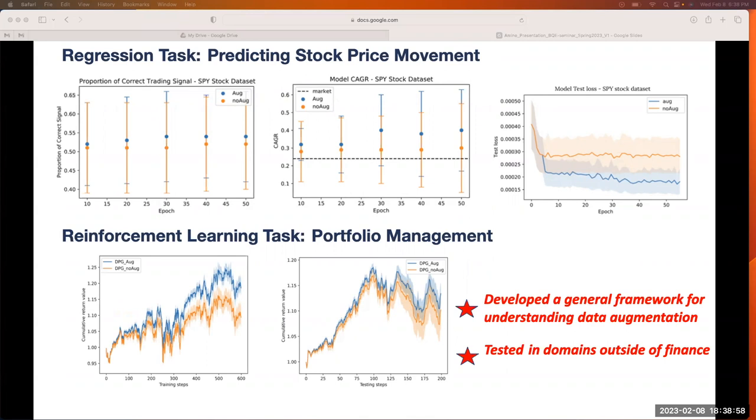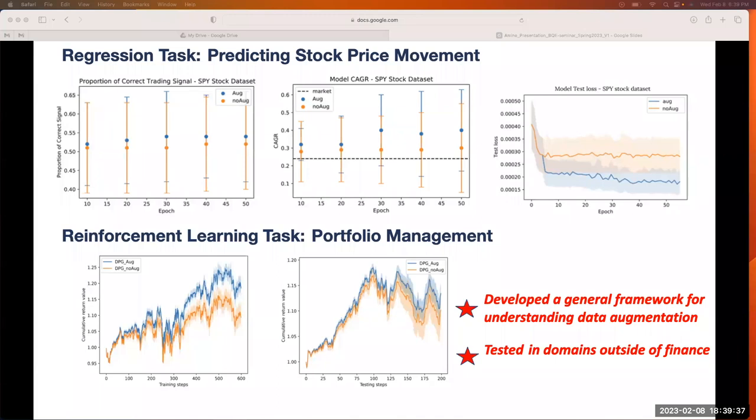For all these charts, the augmented results are blue and the non-augmented ones are orange. First, for the stock prediction example, we show the learning performance using three indicators. The proportion of the correct predictions, the upper left figure, where the higher the better. The compound annual growth rate, CAGR, the upper mid, where again, the higher the better, and the MSE, mean squared error loss, in the upper right, where now the lower the better.